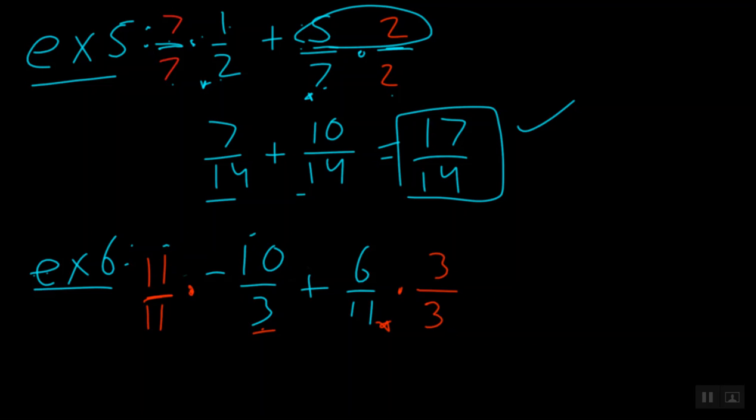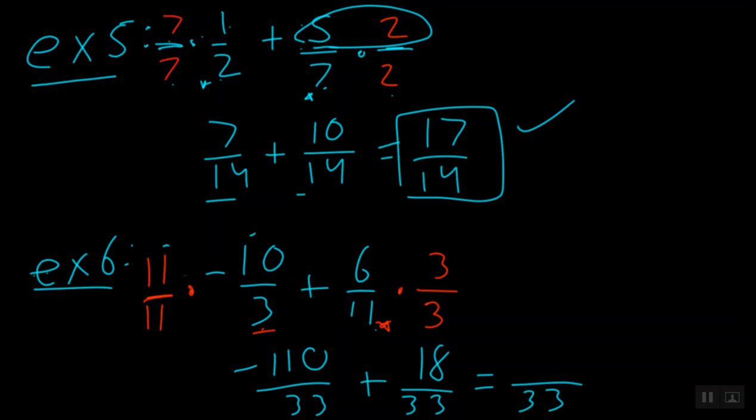Top times top, 11 times negative 10 is negative 110, over 11 times 3, which is 33. Plus, on top we have 6 times 3, which is 18, over, and on the bottom 11 times 3, which is 33. Now remember, our denominator does not change, so I can go ahead and write 33. And the last thing we have to take care of is negative 110 plus 18. If you need a calculator, that's fine, but I would guess negative 92.